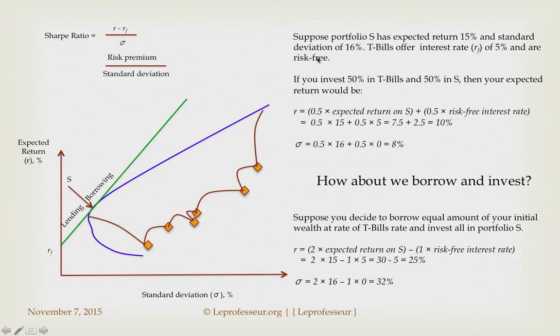Now here, an important point: there is an important term, the Sharpe ratio. Sharpe ratio is nothing but the risk premium divided by the standard deviation of your portfolio. Okay. Now suppose your portfolio S has expected return 15% and standard deviation 16%. Okay. So as we know that T-bills offer interest rate 5%, so that becomes our risk-free rate. Okay, risk-free rate, because there is no risk we assume under T-bills offered by government treasury bills.